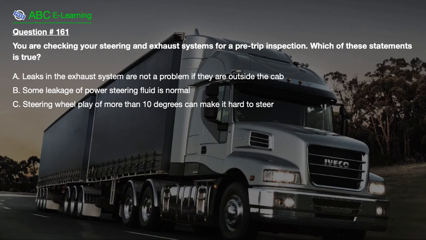Question number 161. You are checking your steering and exhaust systems for a pre-trip inspection. Which of these statements is true? A. Leaks in the exhaust system are not a problem if they are outside the cab. B. Some leakage of power steering fluid is normal. C. Steering wheel play of more than 10 degrees can make it hard to steer.